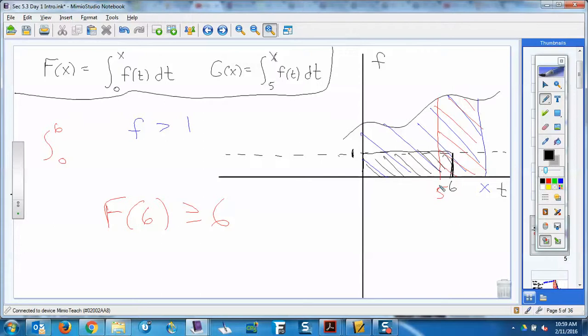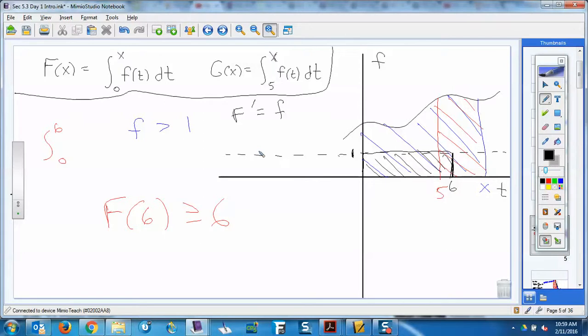We know that big F is what? Fundamental theorem. It's the one big thing you got to know. Big F is the antiderivative of little f. Now, what's that mean? That means that big F prime is equal to little f. So that's telling me that little f is the derivative, right?